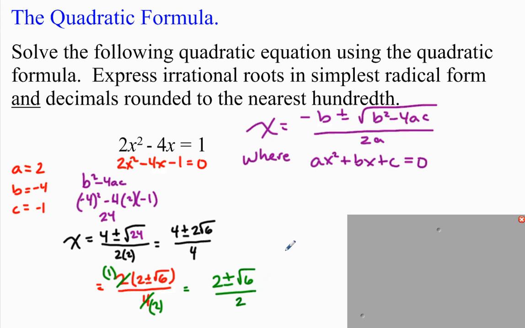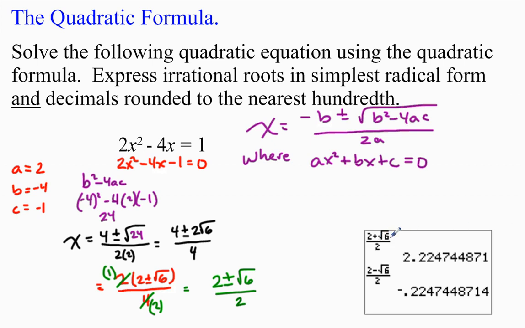And now it's just a matter of, all right, it said to express the irrational roots. These are irrational roots, right? It's got a square root of 6. In simplest radical form, it is 2 plus or minus square root of 6 all over 2, and as decimals rounded to the hundredth. So we go to our calculator, put that into the calculator, get the positive and with the negative, and so my approximate answers rounded to the hundredth would be 2.22 and negative 0.22. Those would be my approximate answers right there.